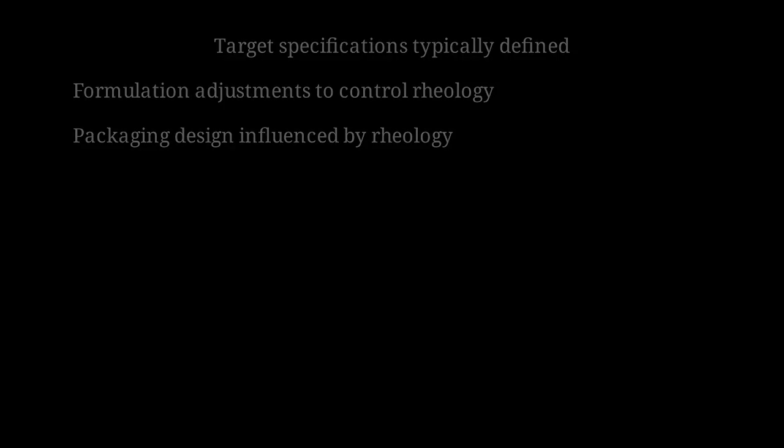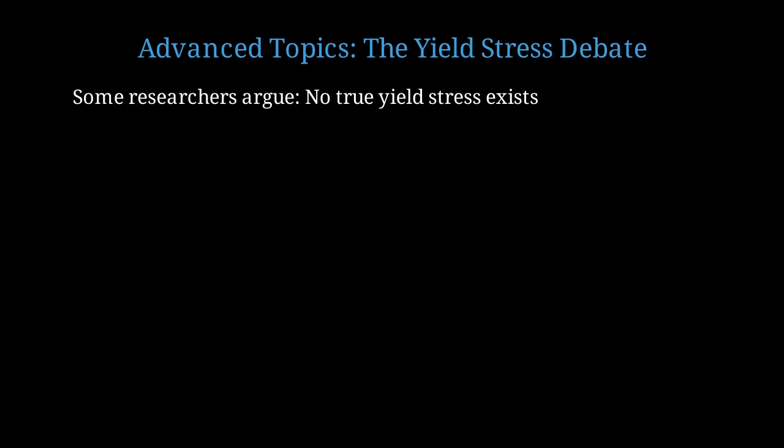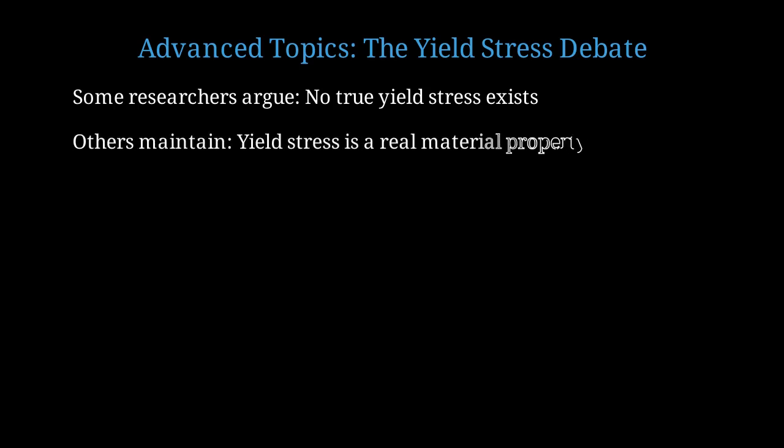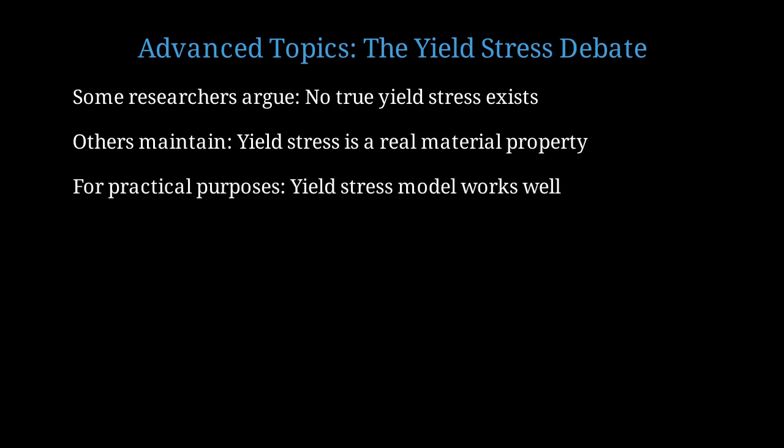I want to briefly mention an ongoing scientific debate about whether true yield stress actually exists. Some rheologists argue that there's no true yield stress, only extremely high viscosity at low shear rates that appears solid-like on practical timescales. Others maintain that yield stress is a genuine material property arising from jammed particle networks and percolating structures. For engineering and practical purposes, the yield stress concept works exceptionally well and provides useful predictions, regardless of the fundamental debate.